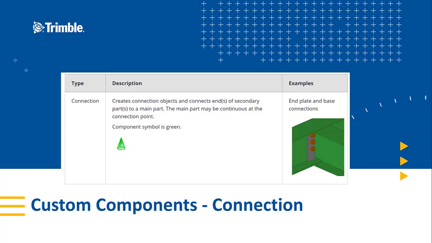Tekla User Assistance describes a connection as the following. Creates connection of objects and connects ends of secondary parts to a main part. The main part may be continuous at the connection point. The component symbol is green. An example of a connection would be an end plate, stabilizer plates, haunches, etc. What does all this mean? Let's dive in and find out.